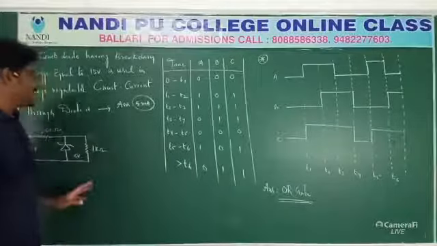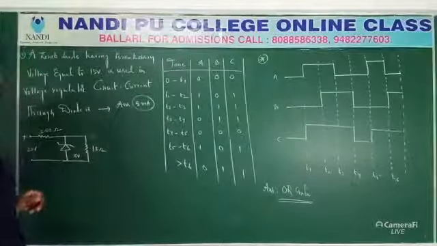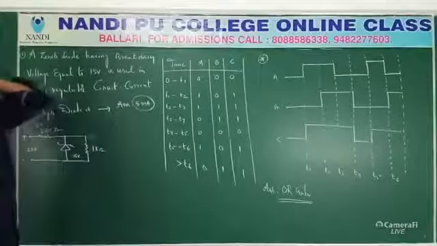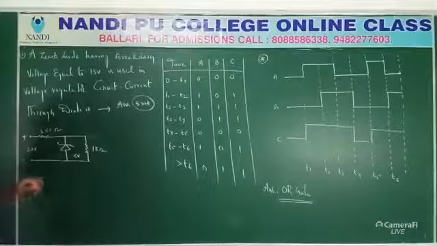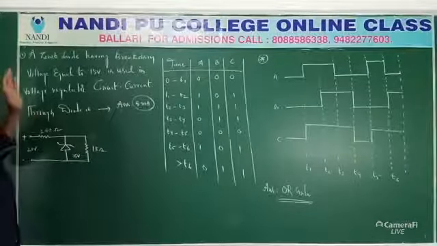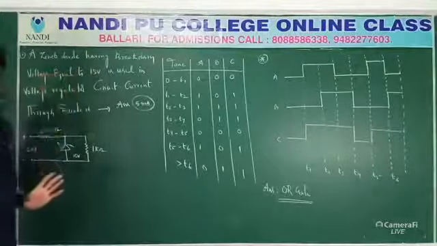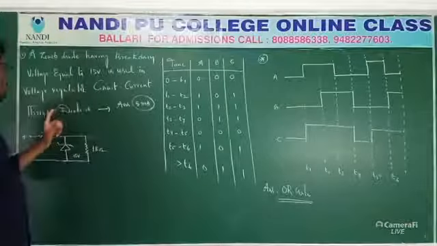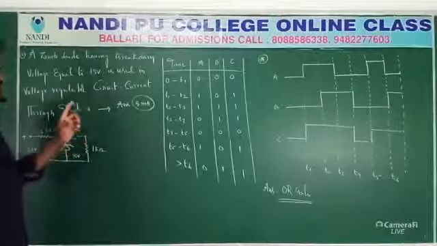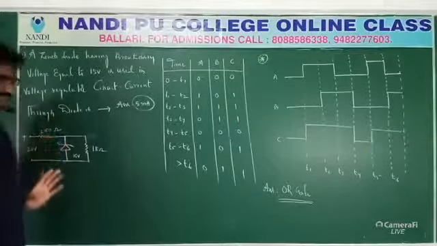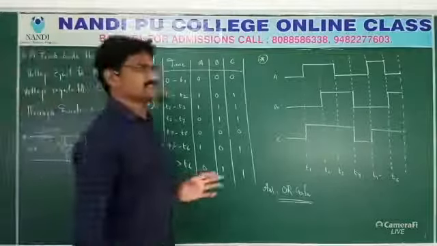Here I have given one question related to a Zener diode circuit. A Zener diode having breakdown voltage equal to 15 volts is used in a voltage regulator circuit. They are asking for the current through the diode.